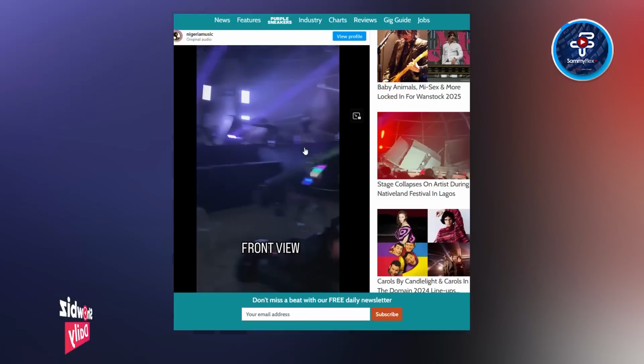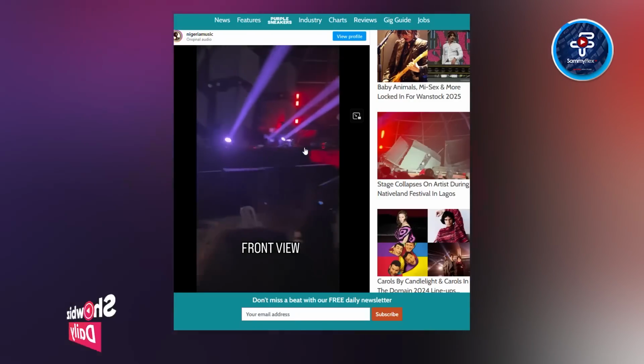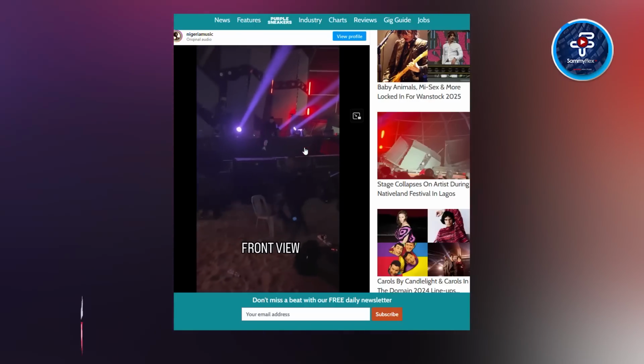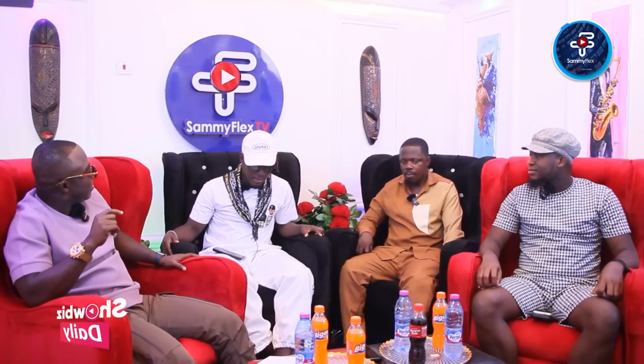Detty December and stage breakdowns should not be synonymous. You guys should do it and do it well. But in this case, who do we blame? Obviously, the technicians or the handlers of the event, the people that put up the event. They are to be blamed. These are part of security checks. It's not just about mounting.